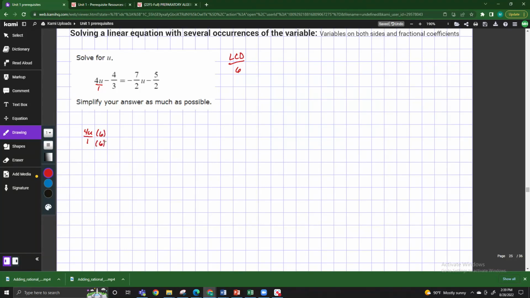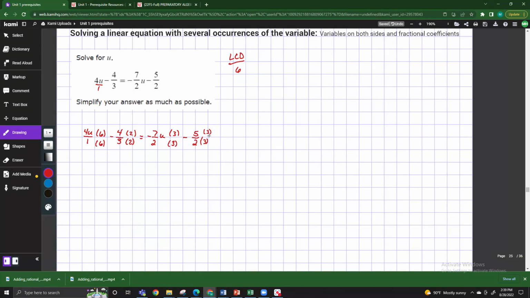Whatever you do to the top, you have to do to the bottom. And then I have minus 4/3. To get this bottom to be a 6, I'd have to multiply by 2 on top and bottom. And then I have a negative 7/2 u. That letter can be either next to the fraction or on the top of the fraction. And then that, to get a 6 on the bottom, is going to need to be multiplied by 3 on top and bottom. And then minus 5/2.